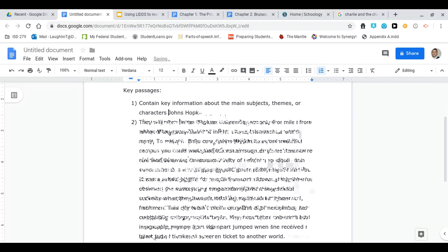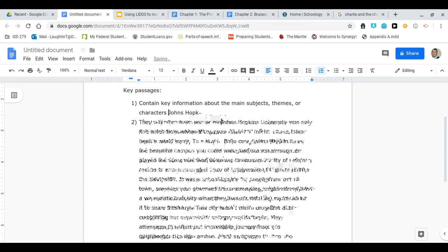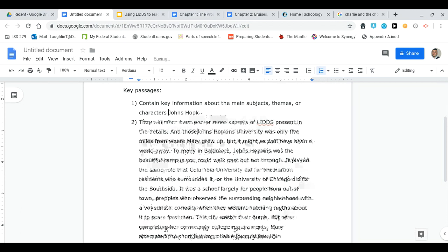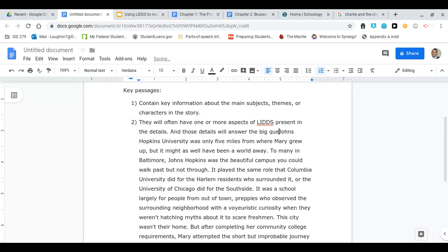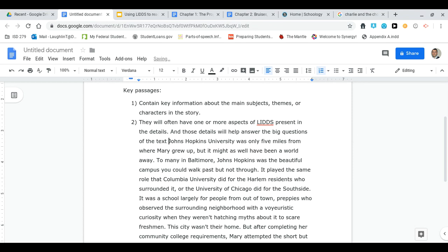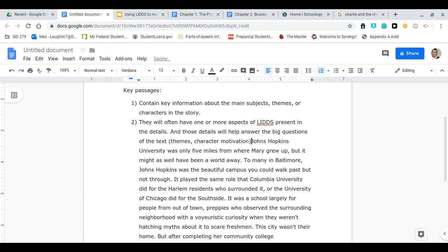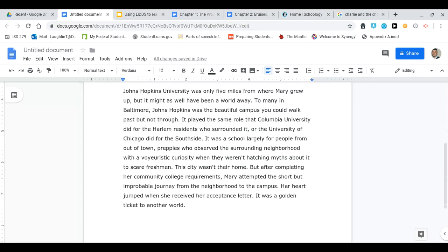They will often have one or more aspects of LIDDS present in the details, and those details will help answer the big questions of the text. Themes and character motivation are mainly what I'm talking about here. So that's what we have so far. Let's take a look at the passage.